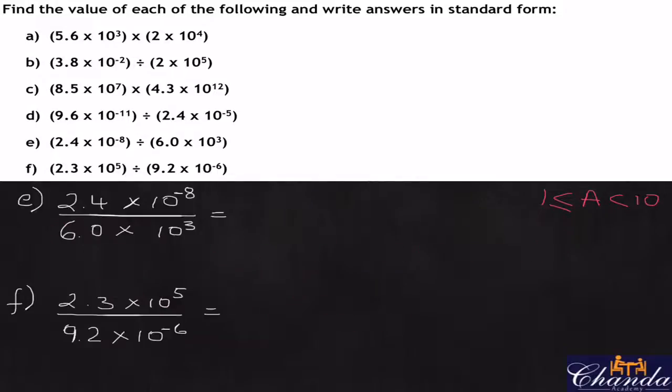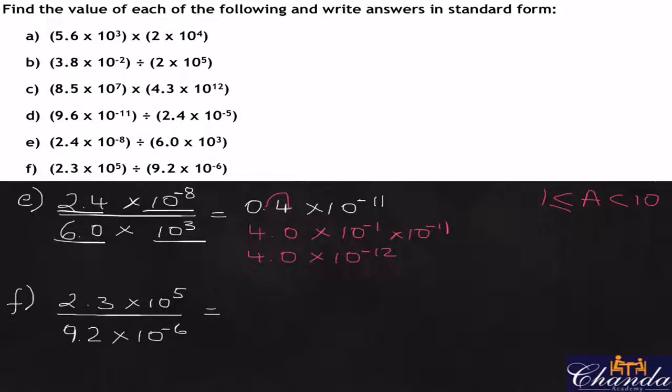Alright, so we have 2.4 times 10 to the power of negative 8 divided by 6 times 10 to the power of 3. So 2.4 divided by 6 is simply 0.4. And these two, using the second index law, gives us times 10 to the power of negative 11. Then moving our decimal point one place to the right, which turns it into 4.0. Then since we moved it one place to the right, we have to times by 10 to the power of negative 1. And we have 10 to the power of negative 11. Combining these two, we have 4.0 times 10 to the power of negative 12.